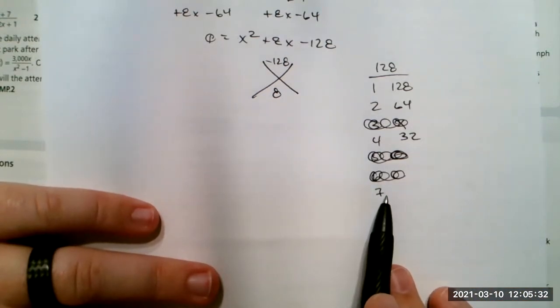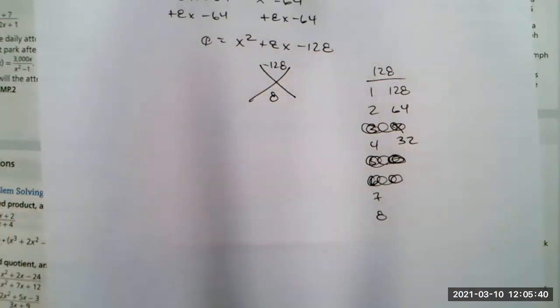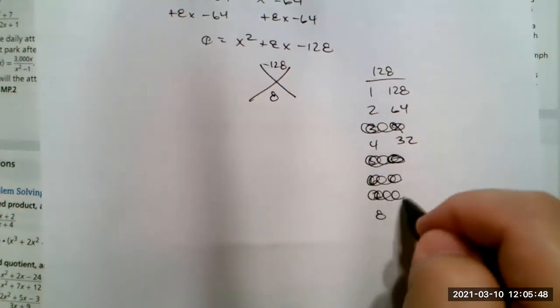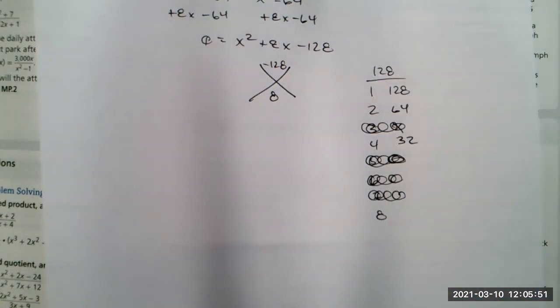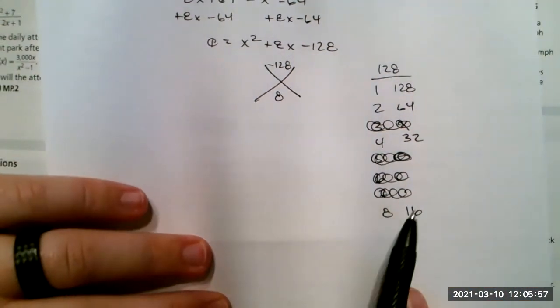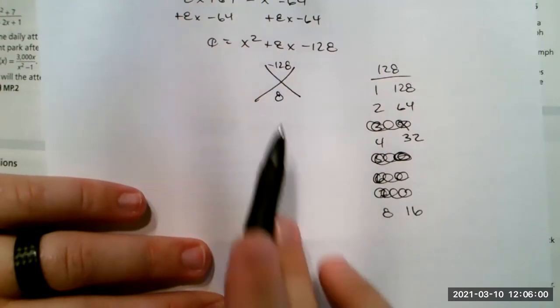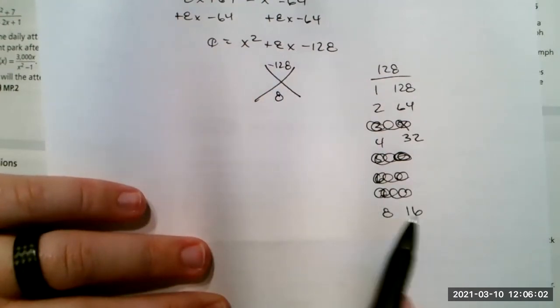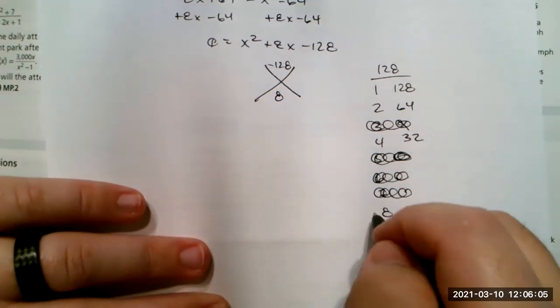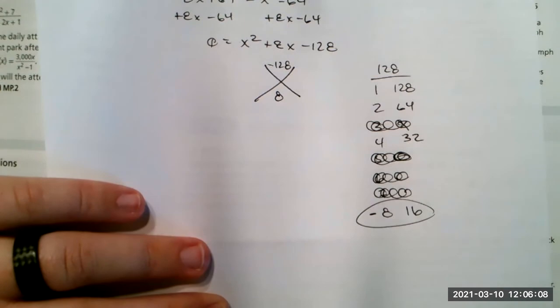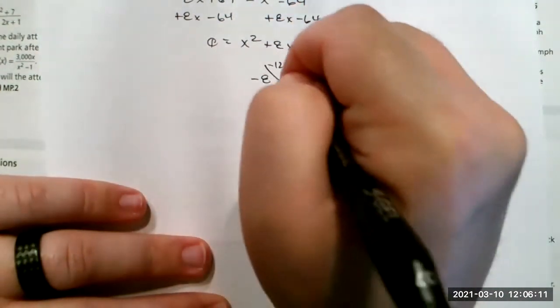7. No. Right? Let me make sure I'm not screwing that up. 128 divided by 7. Nope, that's a decimal. So this isn't going to work. 128 divided by 8, that's 16. So take a look at what I have now. 8 and 16 multiply to 128, and 8 and 16 are 8 apart. I just have to figure out which one has to be negative for it to add to 8. So I think that is my situation here. It's got to be a negative 8 and a positive 16.